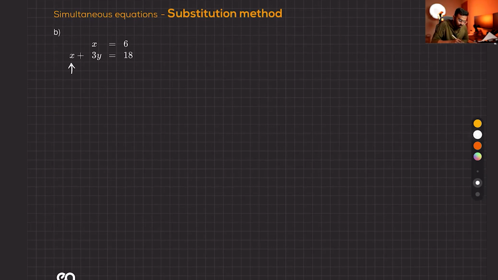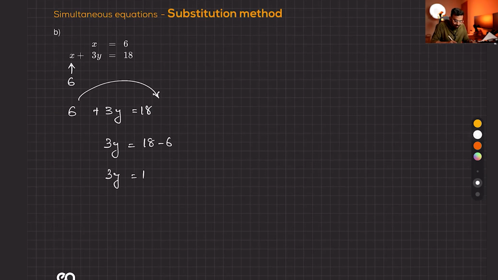Okay, amazing. What are we going to do? We will write 6 here. So 6 plus 3y equals 18. We will move that 6 to the other side to make 3y the subject. In case you got a wrong answer, don't worry. Just see what went wrong. So 3y equals 18 minus 6, 3y equals 12. And then what do we have to do? We have to divide both sides by 3. So y equals 4.